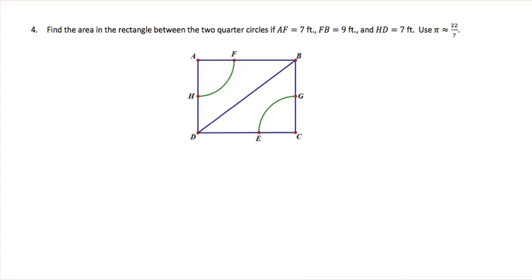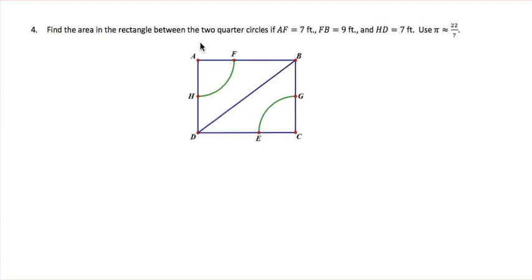And in our final problem, they ask us to find the area in the rectangle between the two quarter circles if AF is 7 feet, FB is 9 feet, HD is 7 feet, and we're going to use 22/7 as the approximation for pi. So again, we're going to find the area in the rectangle between the two quarter circles. So this space in between the two quarter circles.